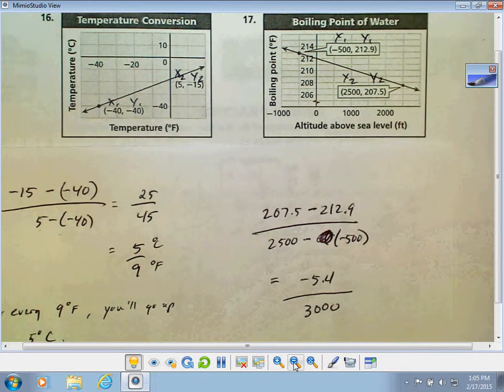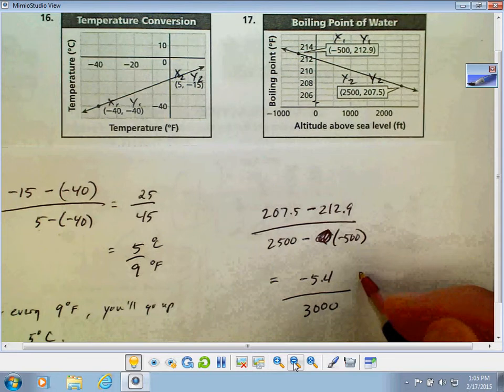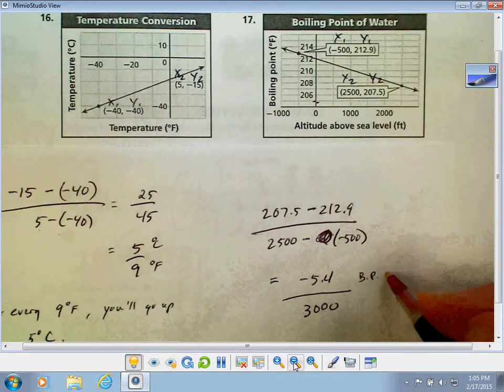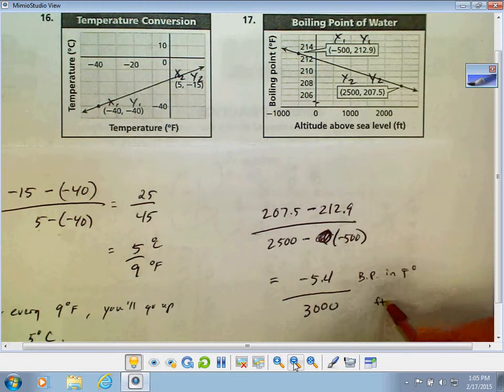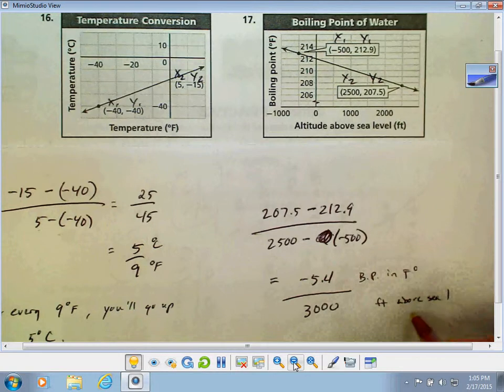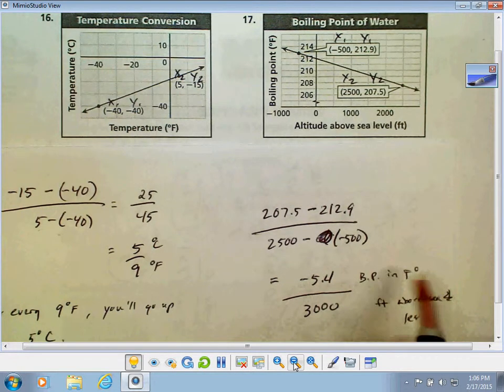So if I read this, then the top is boiling point in Fahrenheit, and the bottom is feet above sea level. So how do I read that? It says to me that it's going to go down 5.4 degrees Fahrenheit for every 3,000 feet above sea level.